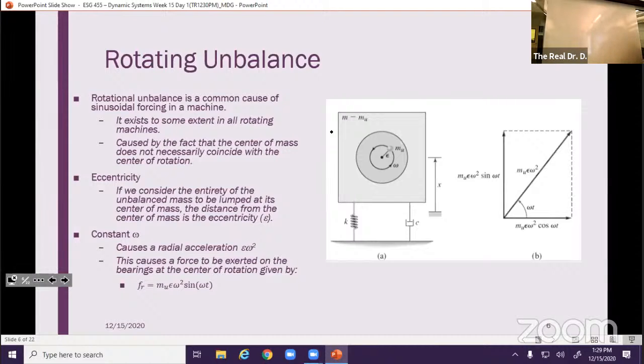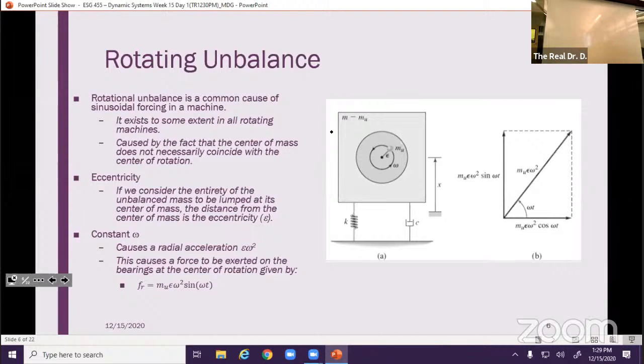M sub u is all of my lumped mass, but it's not at the center of rotation. It's someplace else. And we're spinning. And notice we have our vibration mounts at the base here. We have got vibration mounts as well.